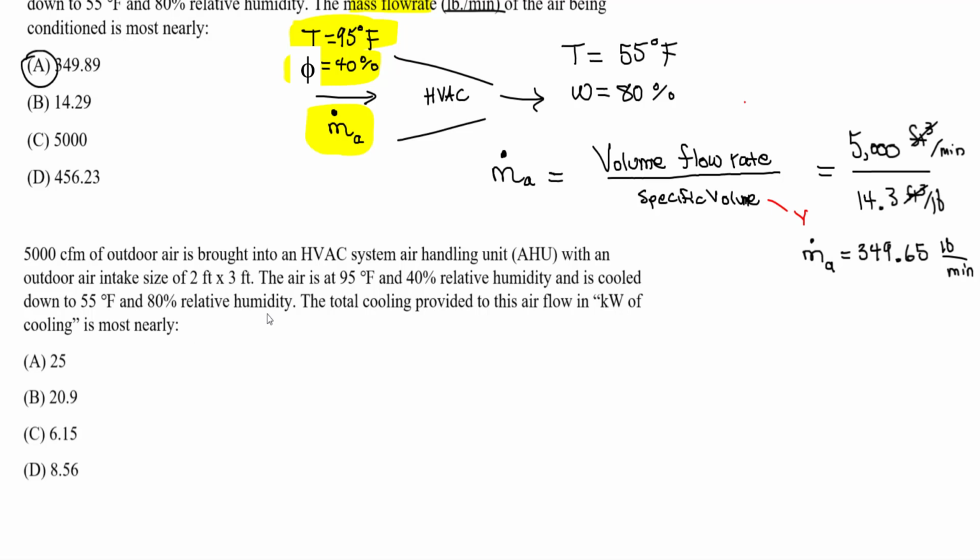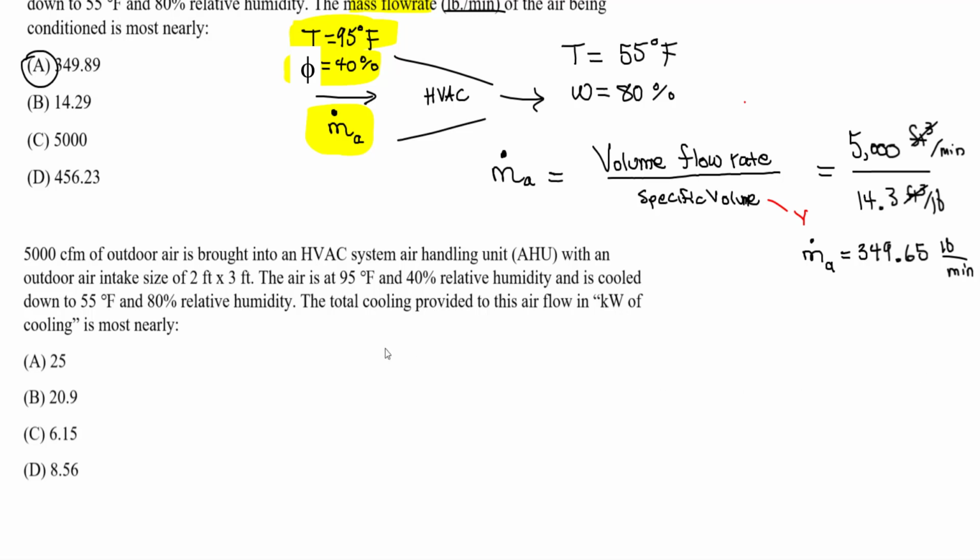For the second portion of this question, it's the same statement, but the difference here, we want to find the total cooling provided to this airflow in kilowatts of cooling. Is most nearly what? So the total cooling provided would be simply our Q value for the cooling provided. We take the mass flow rate of the air times the change in enthalpy.